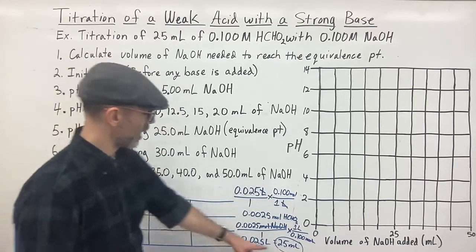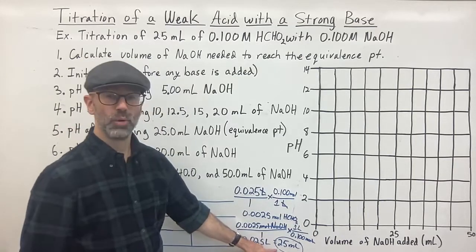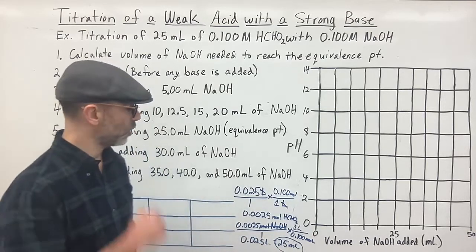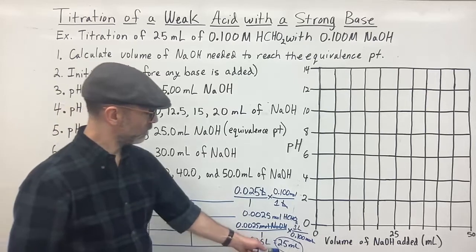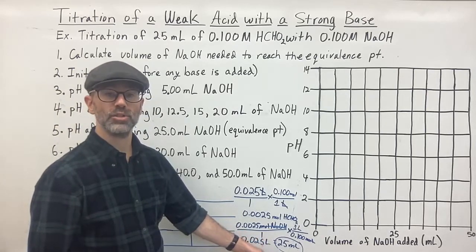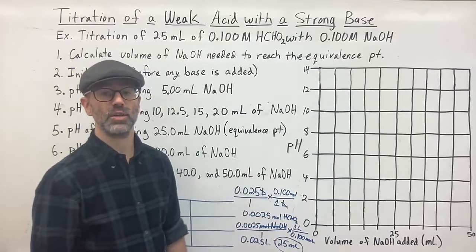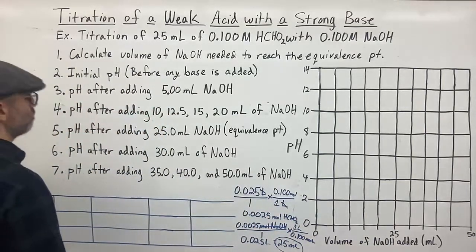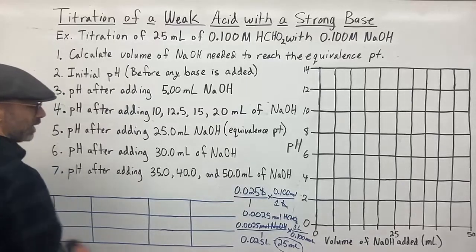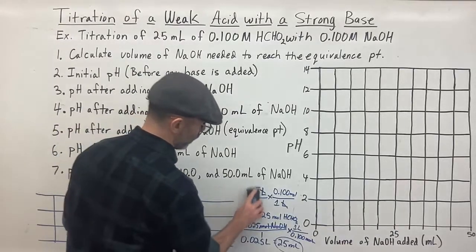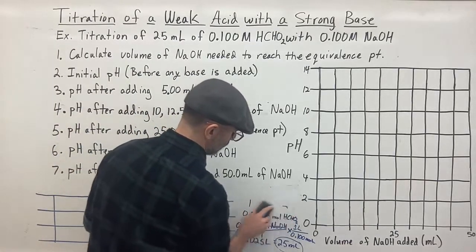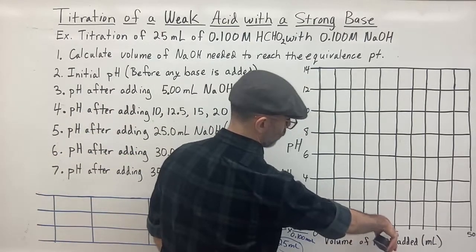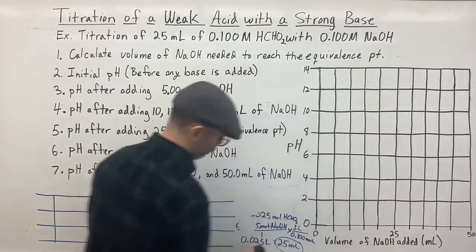Now that we have this volume, 25 milliliters, let's move on to the titration part. This tells us the amount of volume we need to titrate and reach the equivalence point. So what about at the 5 milliliter mark? If I erase this, we know that 25 milliliters is going to be at the equivalence. So I have 25 milliliters here, so that's going to be at the equivalence.